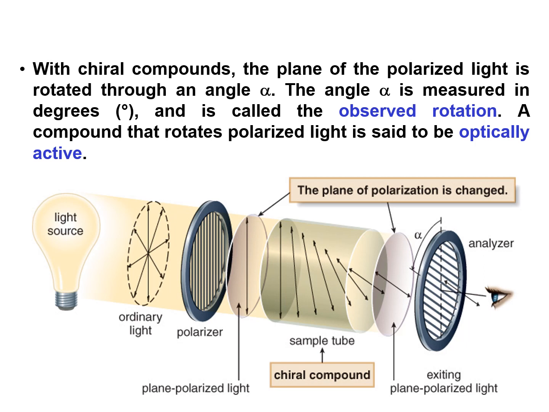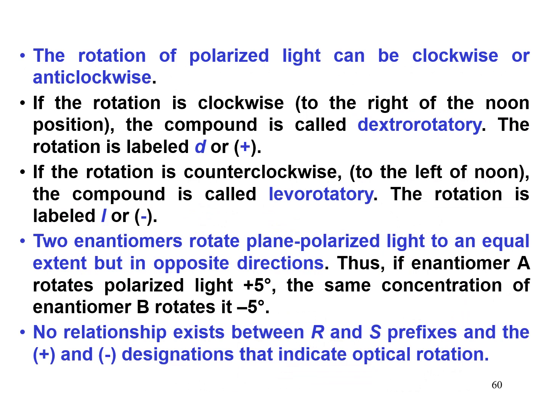So a compound that rotates polarized light is said to be optically active, or a chiral compound. The rotation of polarized light can be clockwise or anti-clockwise. If the rotation is clockwise, meaning to the right of the noon position, the compound is said to be dextrorotatory, or D, or plus. If the rotation is counterclockwise, to the left of the noon, the compound is said to be levorotatory, or L, or minus.